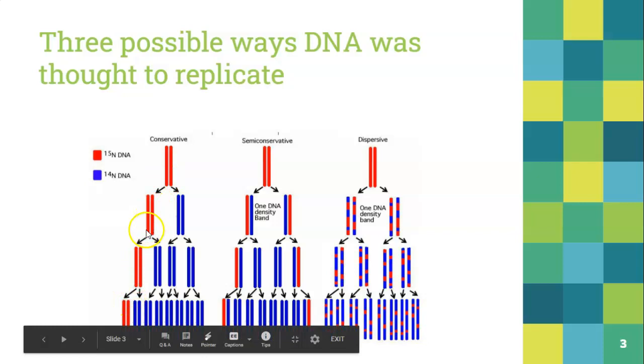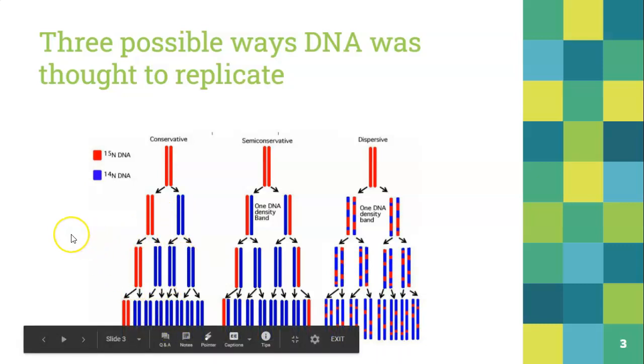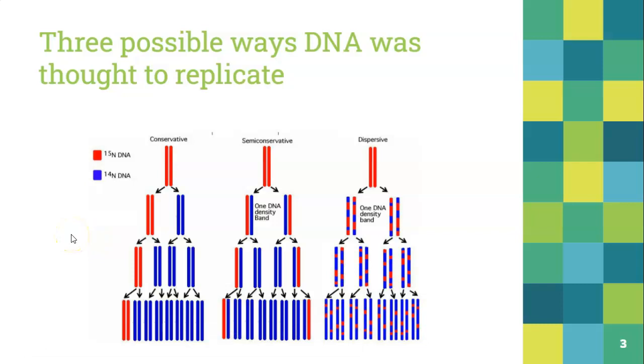So these red original strands of DNA would always be together, whereas the new blue strands of DNA would continuously be replicated. You'll notice that it says 15N and 14N DNA. We will talk about that in a slide or two, but this is how they were able to do the tests. New scientist alert, you're going to have to know a new scientist soon.